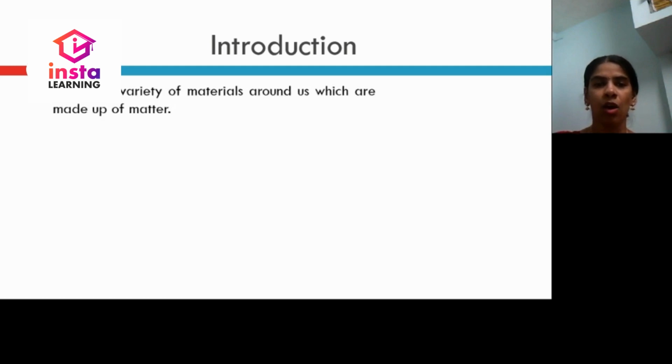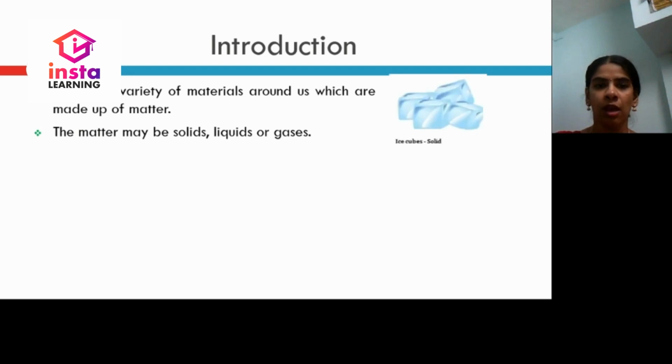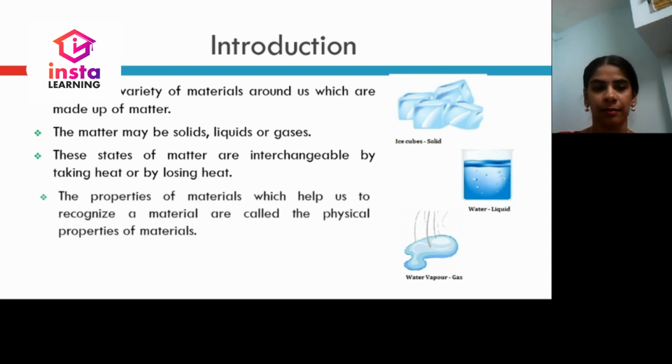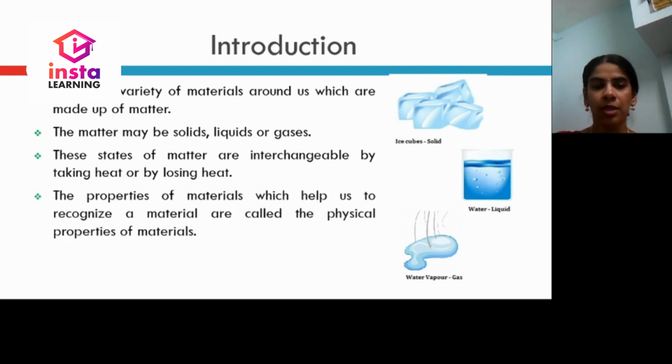There is a variety of materials around us which are made up of matter. Matter may be solid, liquid, or gas. These states of matter are interchangeable by gaining heat or by losing heat. The properties of a material which help us to recognize it are called the physical properties of the material.